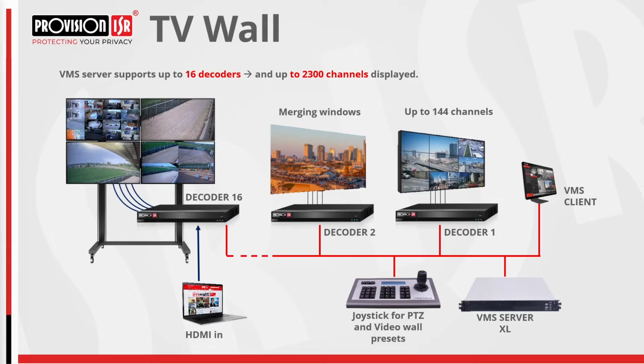Now, let's delve into our TV wall. Our VMS servers boast the capability to support up to 16 decoders. Each decoder is equipped with 4 HDMI outputs, allowing content to be displayed on up to 4 monitors. With each output accommodating up to 32 channels, a single decoder has a remarkable capacity of 144 channels. Crunching the numbers reveals the potential to access a little over 2,300 channels, providing you with extensive viewing options.